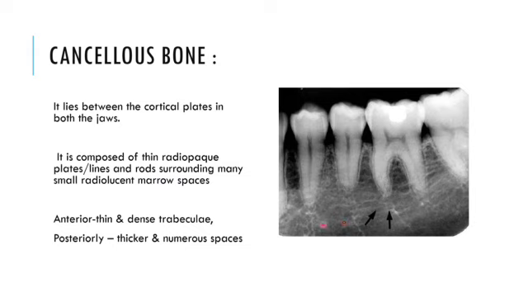So this cancellous bone is commonly seen in the anterior region, which appears as thin and dense trabeculae, and it is also seen in the posterior aspect, where it gives thicker and numerous spaces in the posterior jaw.